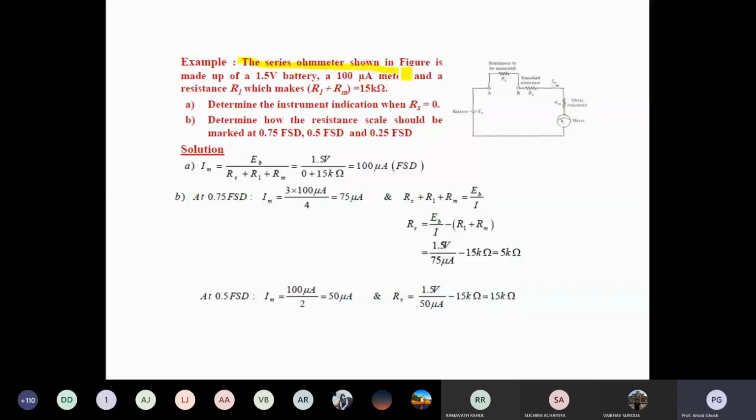The series ohm meter is shown in the figure, and that circuit is given. A 1.5 volt battery is given. Full scale deflection is also given, 100 microampere, and the resistance R1 is connected so that R1 plus Rm equals 15 kilo ohm. So R1 is a standard resistance value, and Rm is also given.